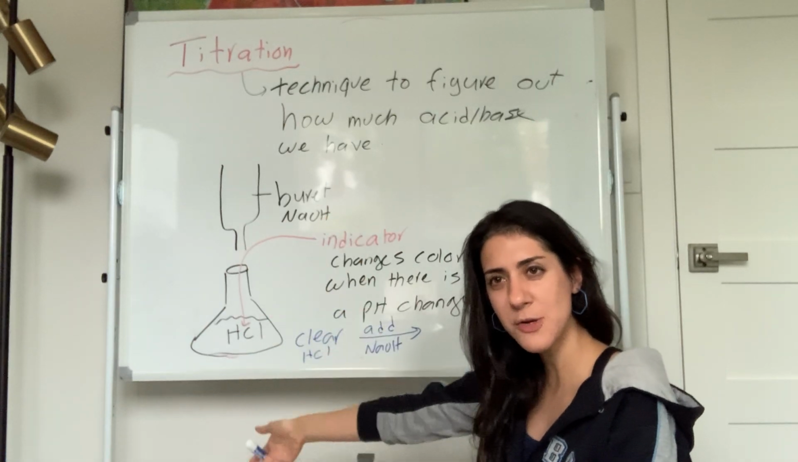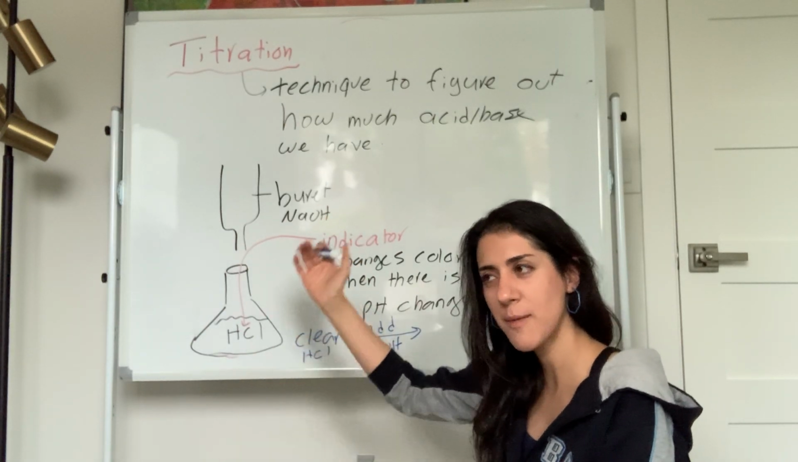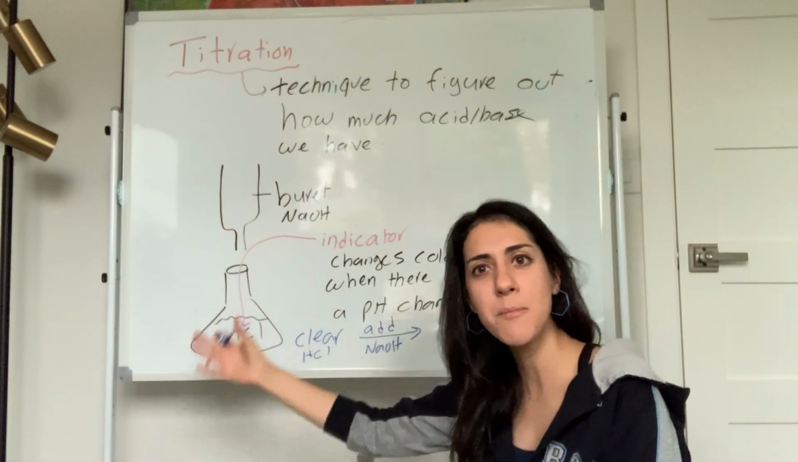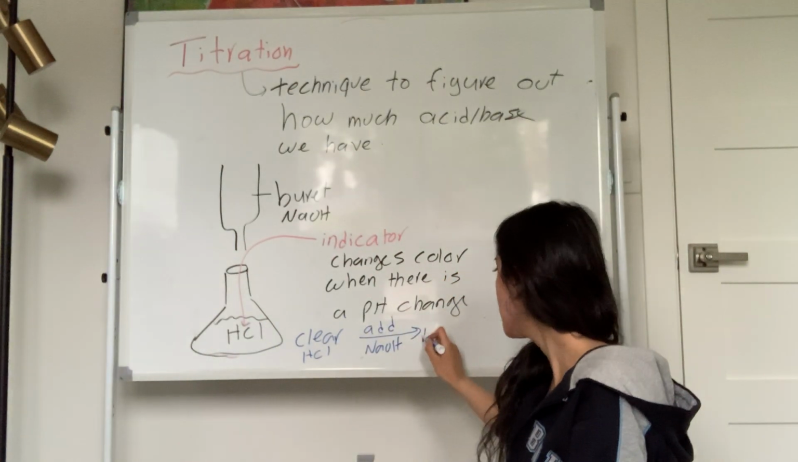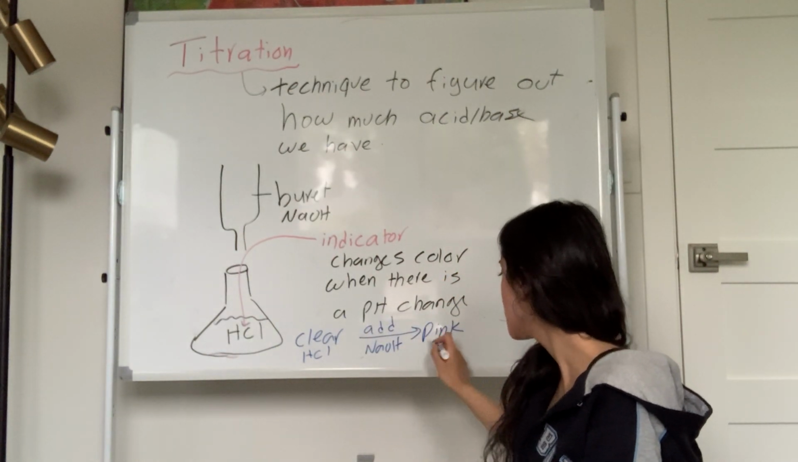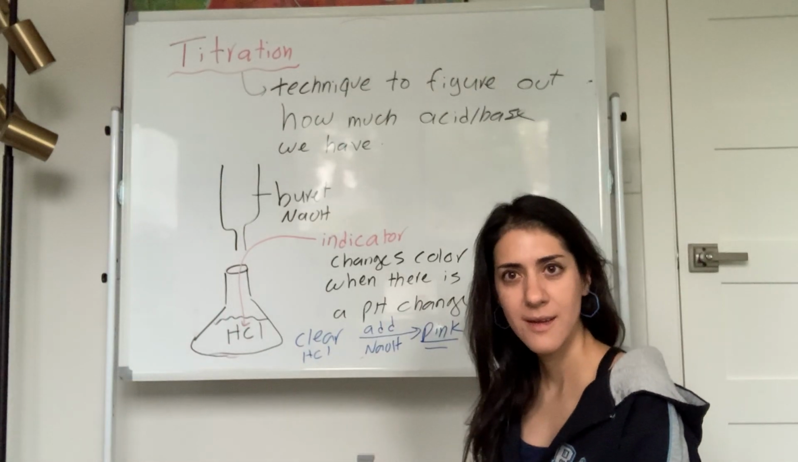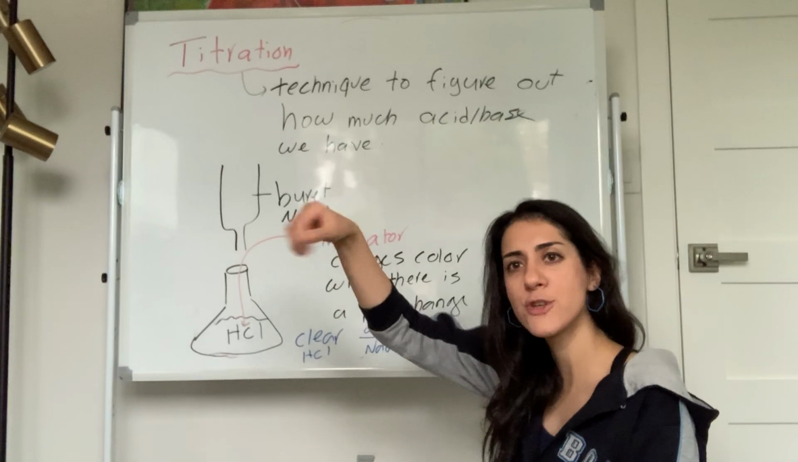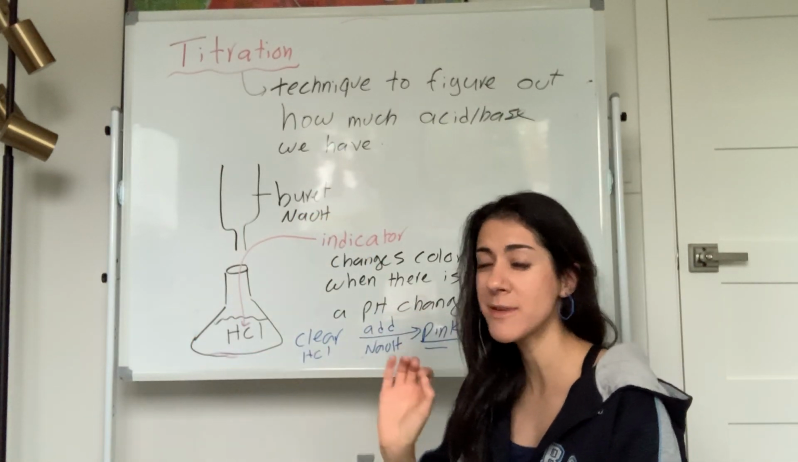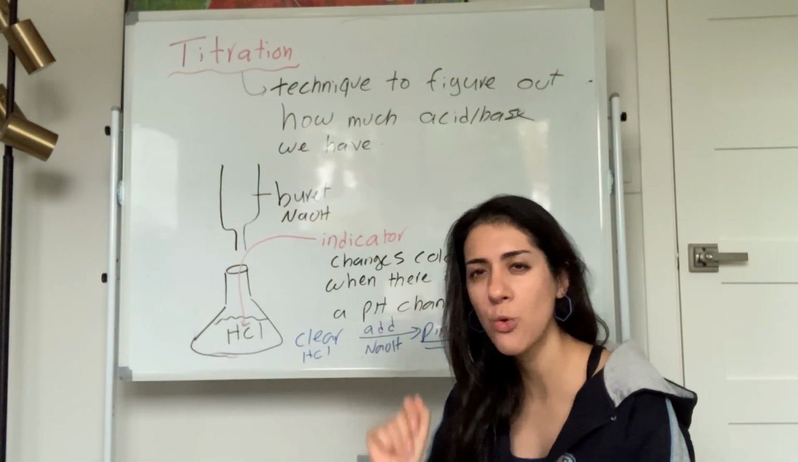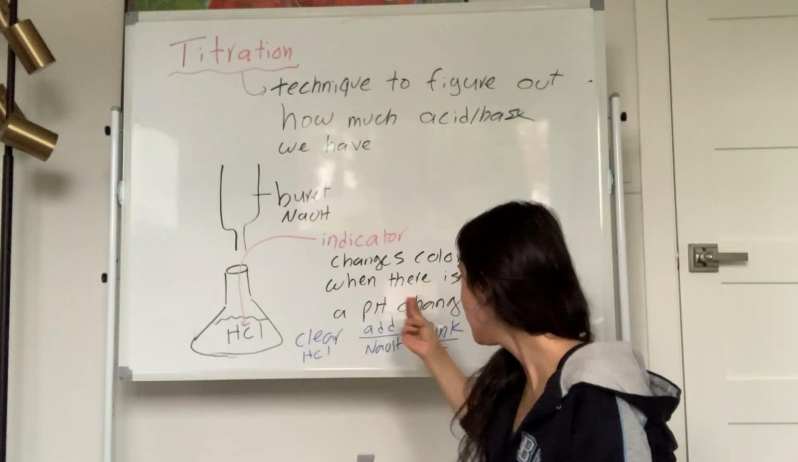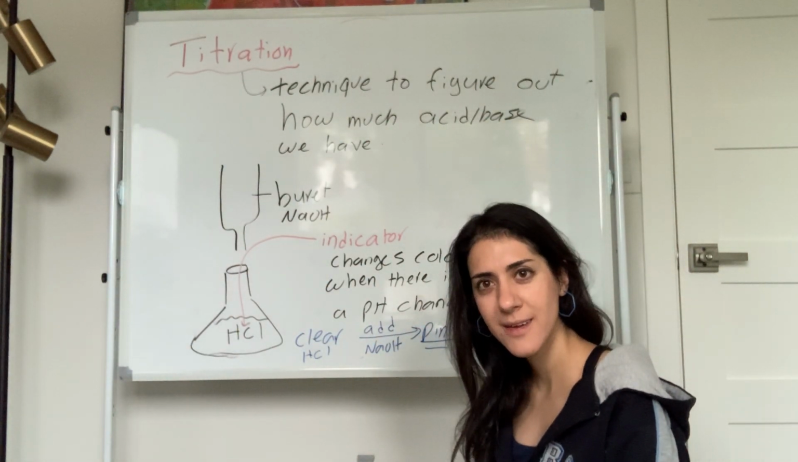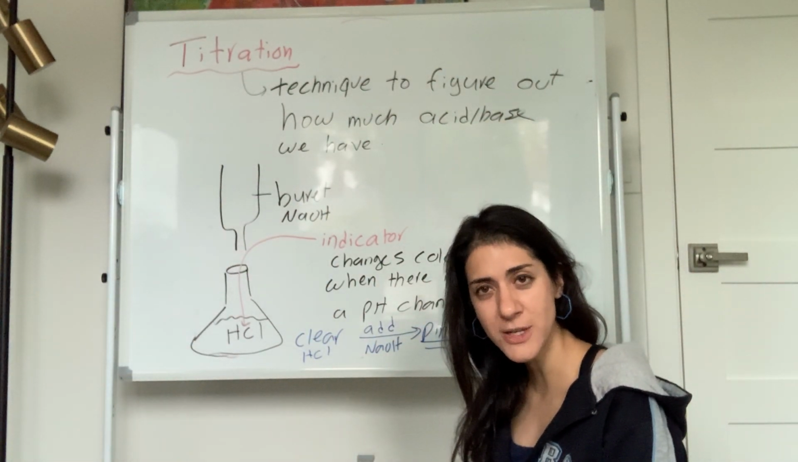You're gonna keep adding NaOH, nothing happens, nothing happens, nothing happens, and then bam, the clear is gonna turn into pink. And you have to make sure the pink stays. Sometimes when it turns pink, if you shake it around, it goes away. That means you're close, but not quite there. So clear is going to turn into pink. And then you're done with your titration.